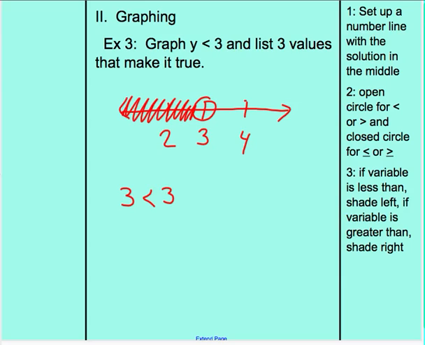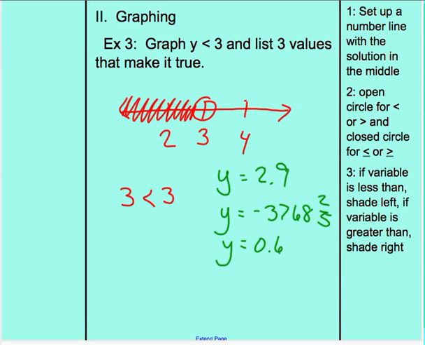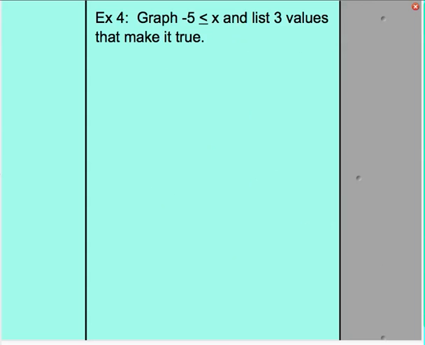And instead of picking the obvious ones like integers, I'm going to say y could be 2.9, y could be negative 3,768 and 2/5, or y could be 0.68. So any value less than 3 would make this inequality true. And of course, the obvious ones, 2, 1, 0, etc., would make it true as well.